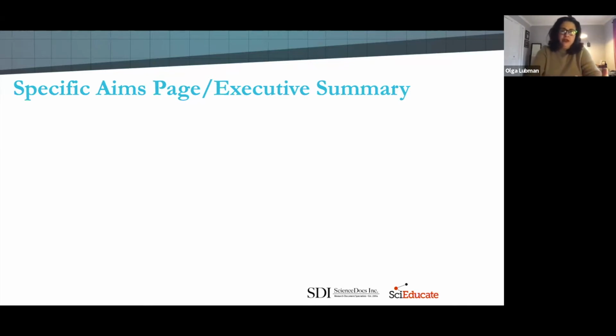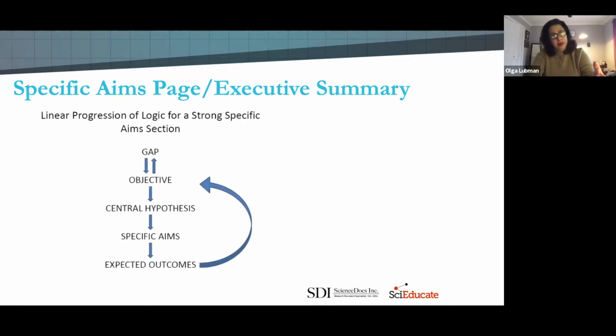And today I'd like to illustrate how to translate it into a specific aims page. So a specific aims page needs to follow a linear progression of logic for a really strong specific aims section. You need to begin with identifying very clearly either the gap in knowledge, unmet medical need, and how your solution and your goals are matched up with that need and who your audience is.